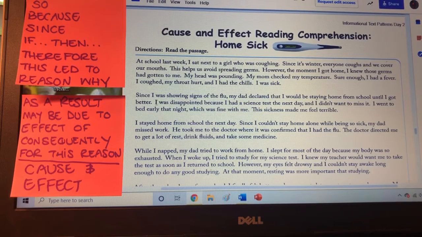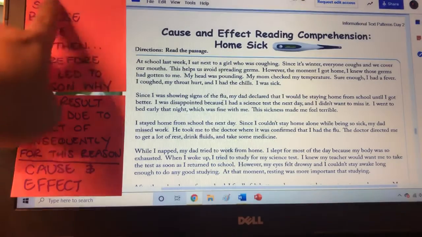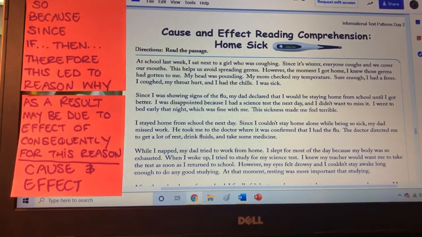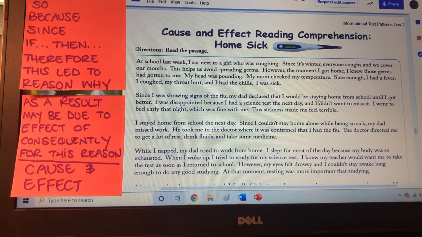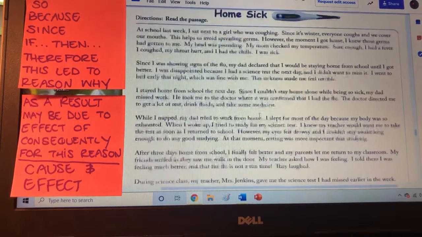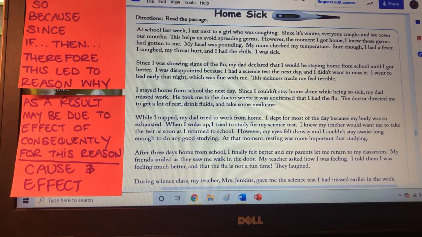I was disappointed because, so that's the why, I was disappointed because I had a science test the next day and I didn't want to miss it. I went to bed early that night, which was fine with me. The sickness made me feel terrible. I stayed home from school the next day.